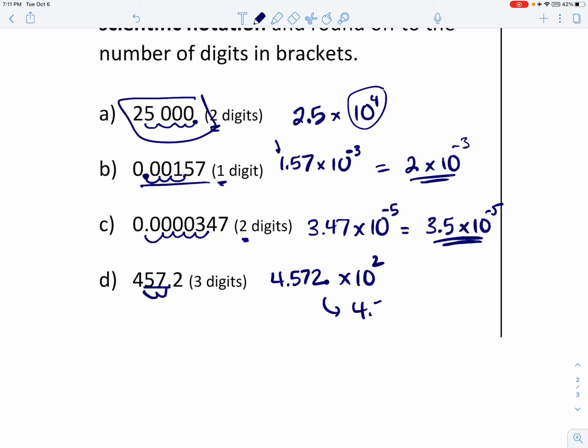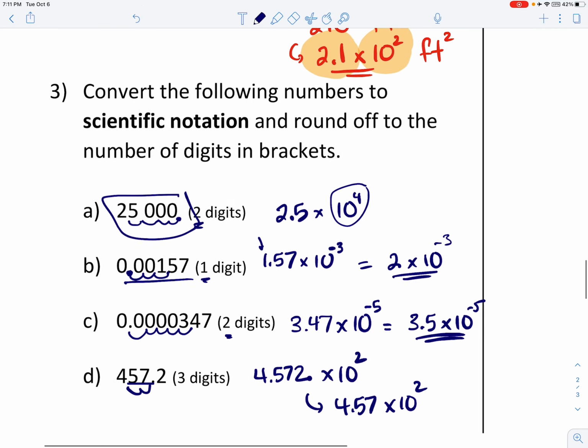But we needed to keep only 3 digits in the answer, so we'll call it 4.57 times 10 to the 2. The 7 does not get rounded up because the next digit was 2, which is less than 5, so we just keep it as 4.57 times 10 to the 2. So there you have scientific notation.